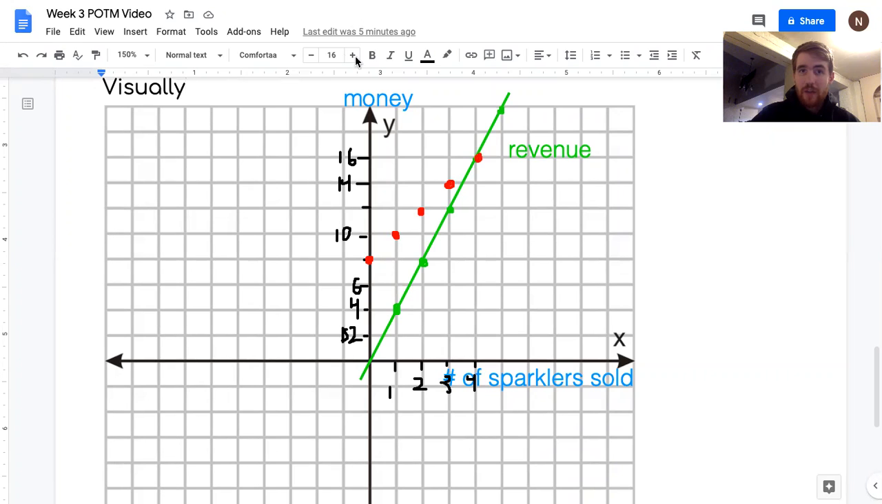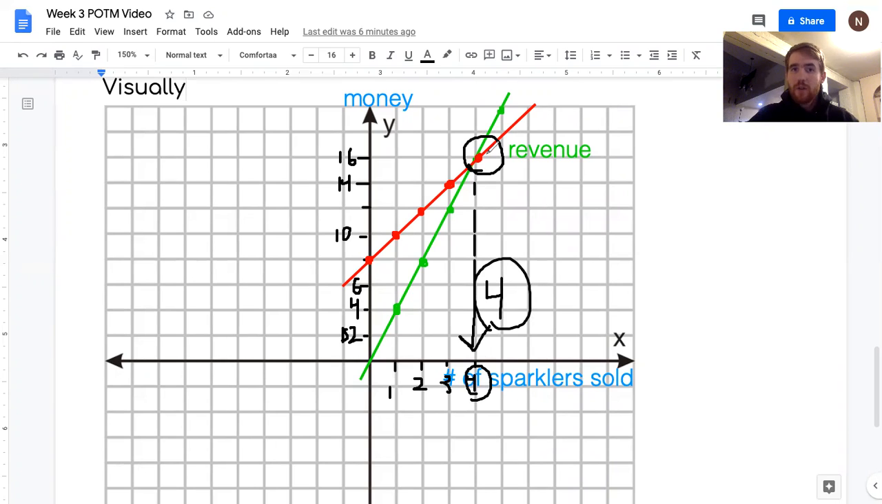And so again, we can graph our line here. And we see this red line is the expenses. And we see that the point where the revenue and the expenses cross each other, that is the break-even point, which just so happens to be, and I've kind of covered it up, but this is 1, 2, 3, 4. 4 sparklers sold and $16 of total money.